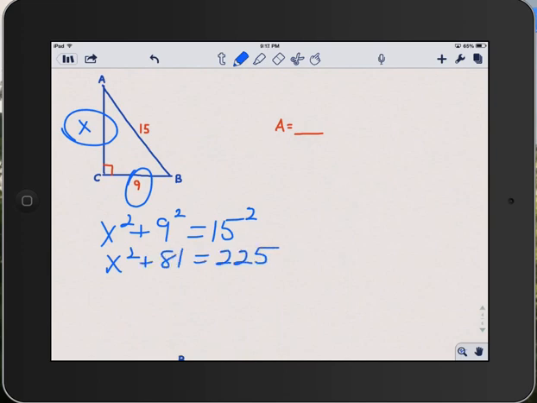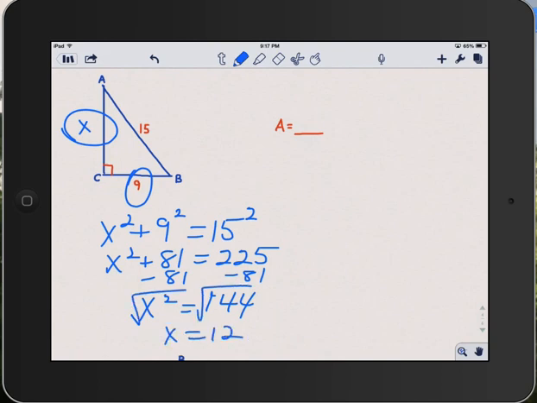We subtract 81 from each side of the equation. We get x squared equals 144. So x equals the square root of 144, which is 12. So now area equals 1/2 times the base times the height. So it's 1/2 times the base is 9, the height is 12.